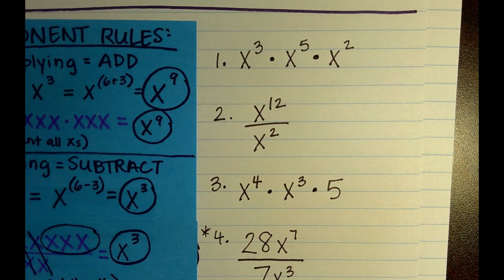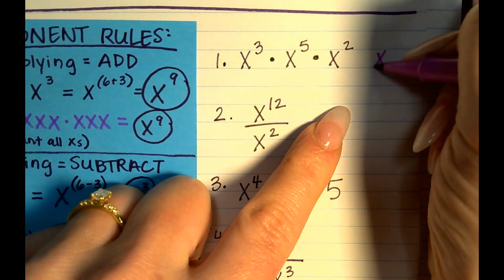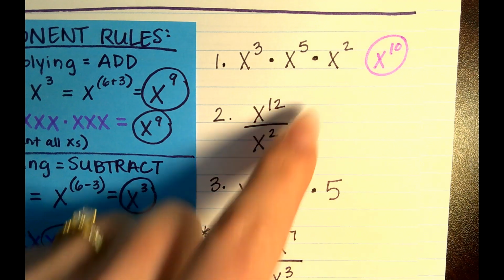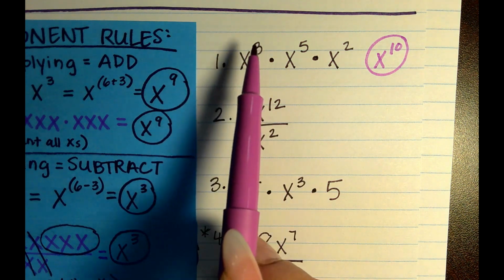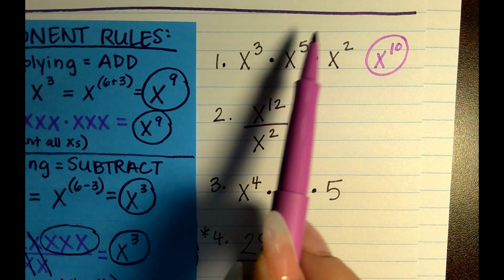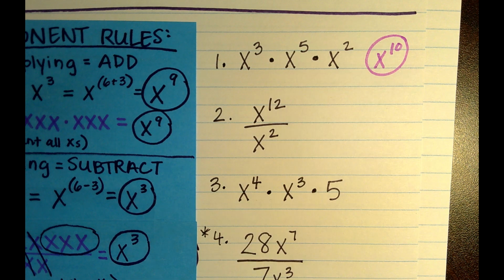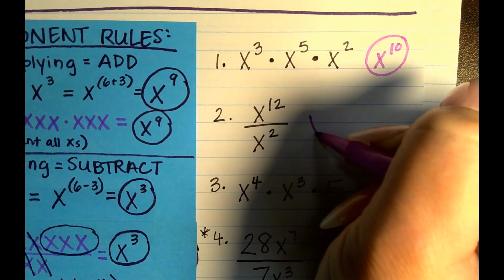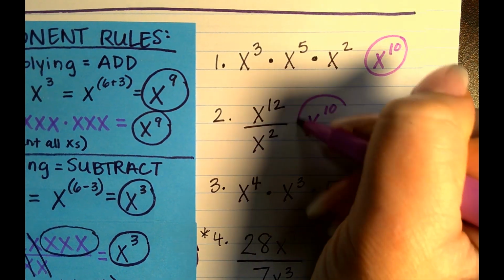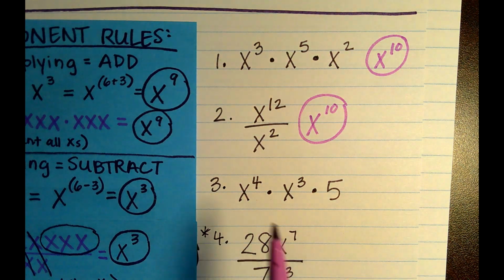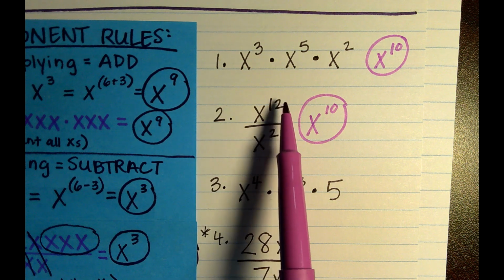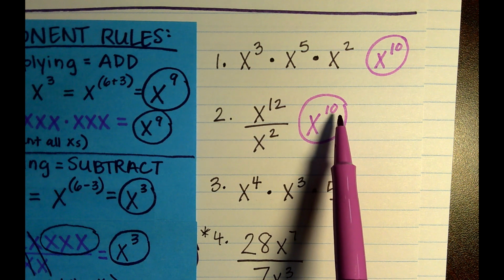X to the 10th. Yeah. Everybody else get that? x to the 10th power. How'd you get that? Adding 3 plus 5 is 8, plus 2 is 10. Good job, guys. How about number 2? X to the 10 again. How'd we get that? Subtraction. 12 minus 2. Yes. 12 minus 2 is 10.